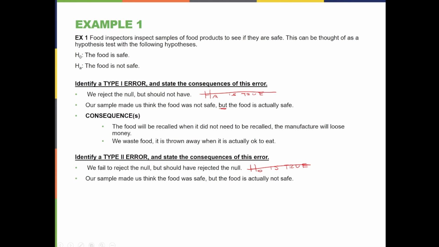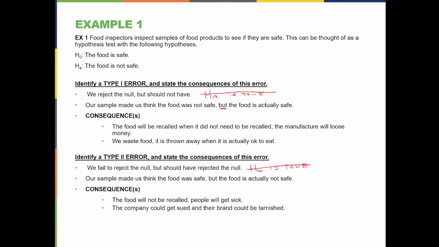So let's think of some consequences of a type 2 error. Consequences: the food will not be recalled, people will get sick, the company could get sued, and their brand could be tarnished.